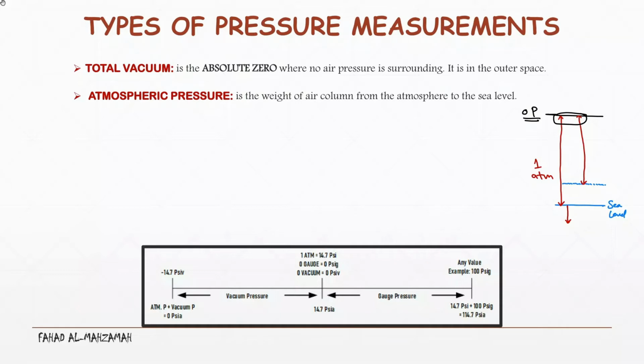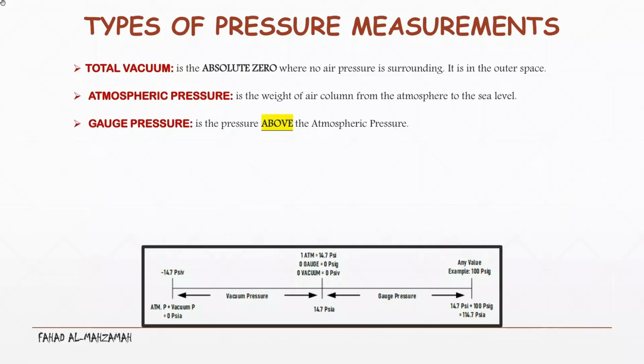Now, I said here for the gauge pressure that the reference is the atmospheric pressure. So at atmospheric pressure, there is no gauge pressure. Any value of pressure above the atmospheric pressure is called a gauge. So assume that you apply more pressure, greater than the atmospheric pressure. This value of pressure is exactly equal to the gauge pressure.